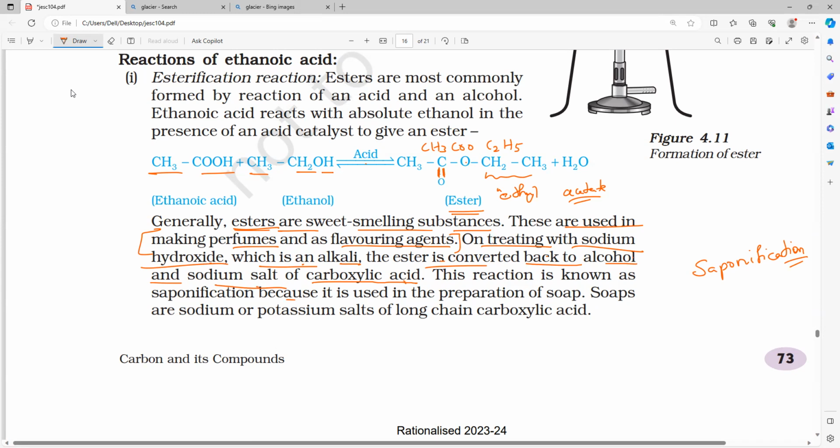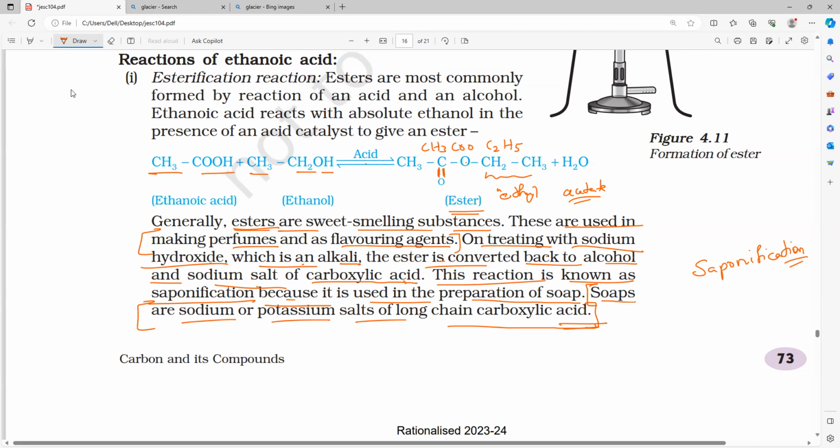What is the name of this reaction, everybody? The reverse process of ester production is called saponification. So actually it is used in the preparation of soap. So soaps are sodium or potassium salts of long chain carboxylic acids. That is the definition of soap. Next, in tomorrow's class we will discuss that. So all of you write that also. Soaps are sodium and potassium salts of long chain carboxylic acids.